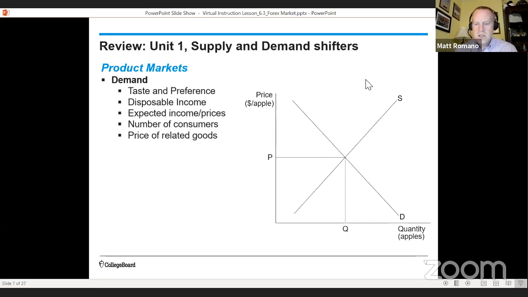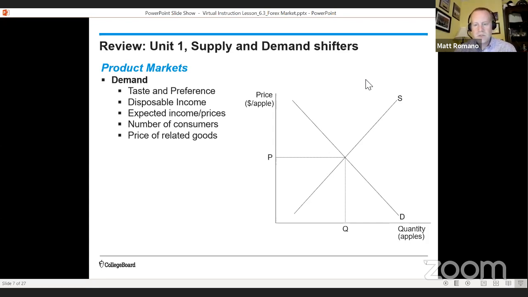What causes that demand curve to shift? This is just one example. There are many ways to state this, obviously, but these are the general shifters of demand for most any market, and it's going to apply in the foreign exchange market as well. Looking at it from the perspective of apples, taste and preference. People decide they like apples more than they used to, or people hear that apples are healthier than they knew. That's going to increase the demand for apples, and that's going to push price and quantity up.